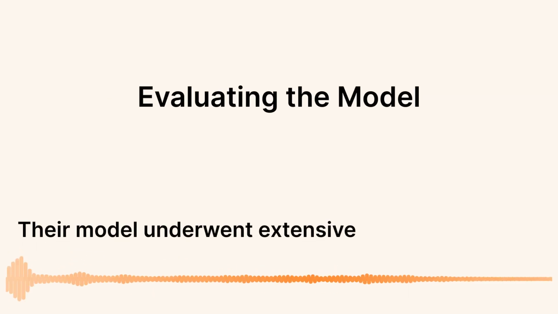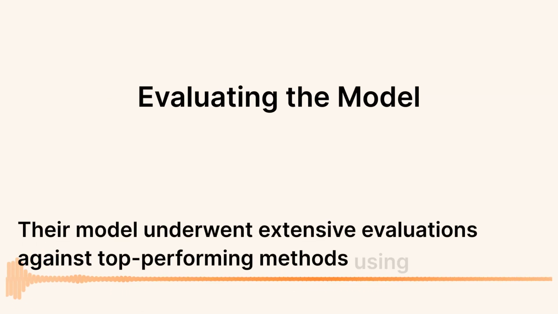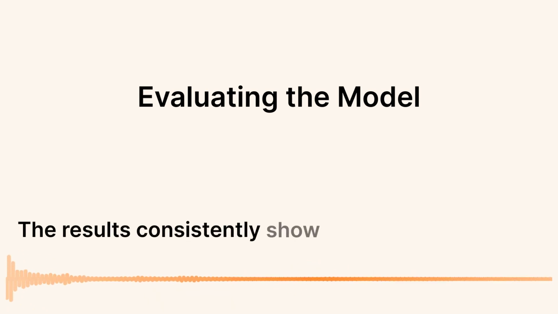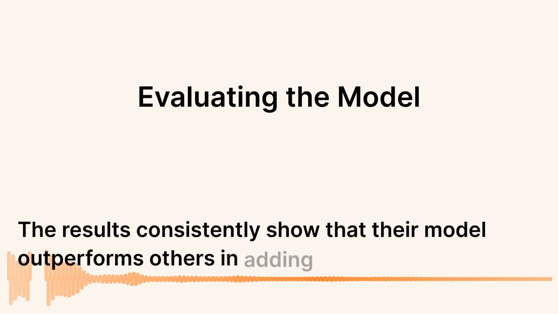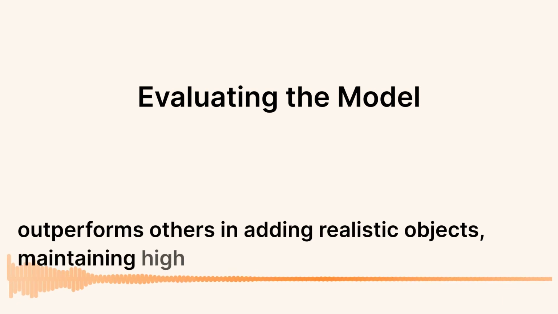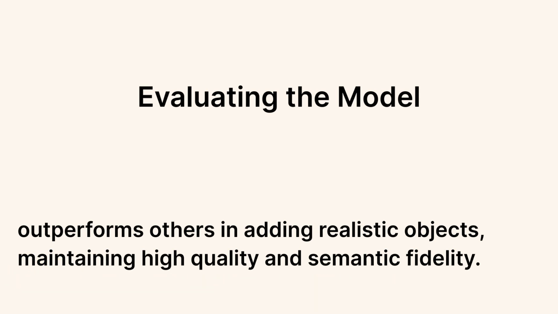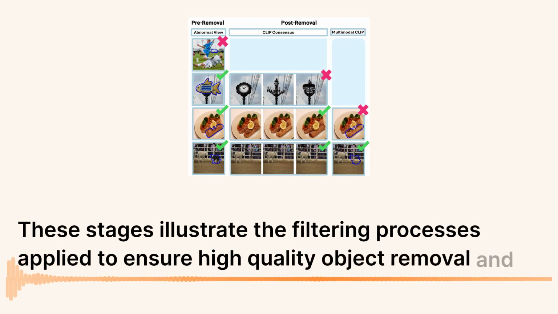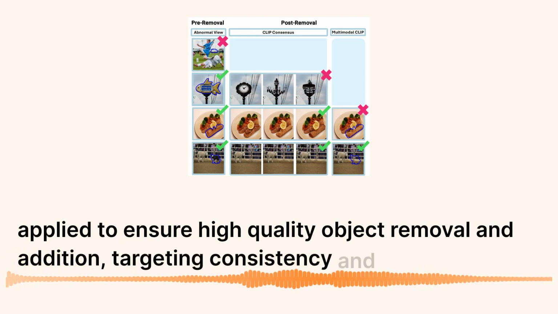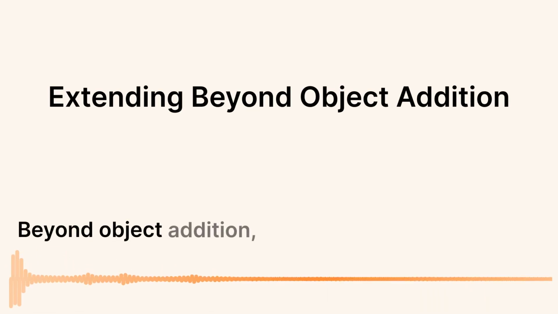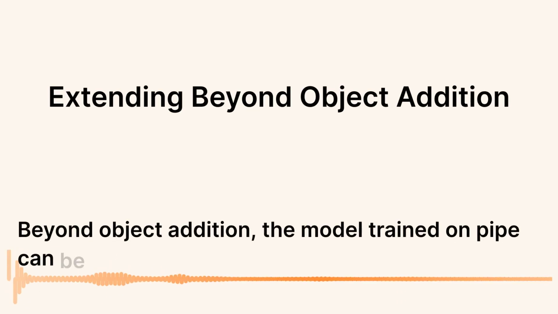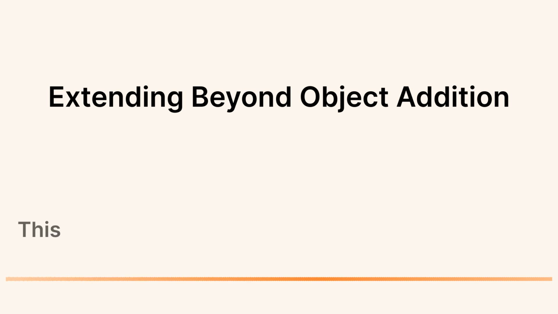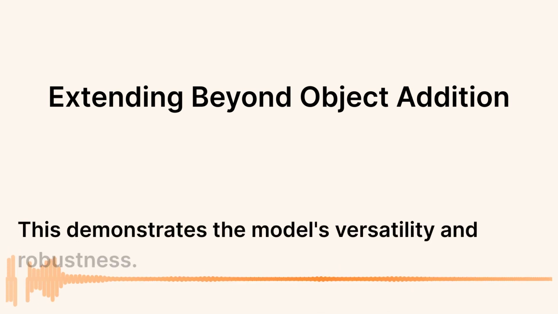Their model underwent extensive evaluations against top-performing methods using quantitative metrics and human surveys. The results consistently show that their model outperforms others in adding realistic objects, maintaining high quality and semantic fidelity. These stages illustrate the filtering processes applied to ensure high-quality object removal and addition, targeting consistency and realism. Beyond object addition, the model trained on PIPE can be combined with other editing datasets to enhance general image editing tasks. This demonstrates the model's versatility and robustness.